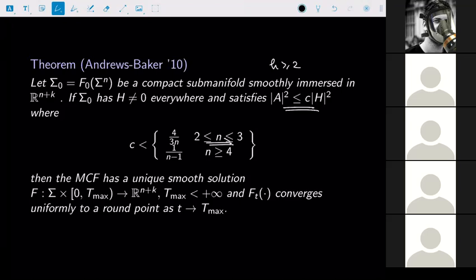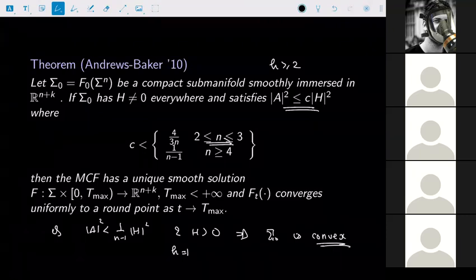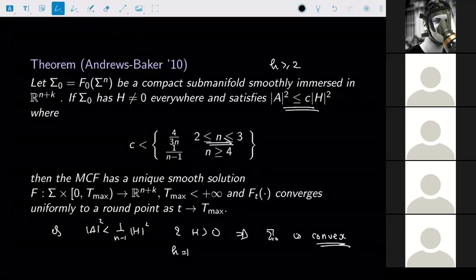Then what you can do is show that the mean curvature flow has a unique smooth solution, and this condition converges uniformly to a round point as t approaches t max. And here, let me say, this recovers, well, if |A|² is less than 1/(n−1) H², and H is greater than 0, then for k equal to 1, this actually implies that Σ₀ is convex. So this recovers the original Huisken result with a stronger condition.